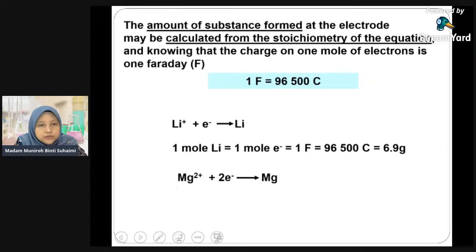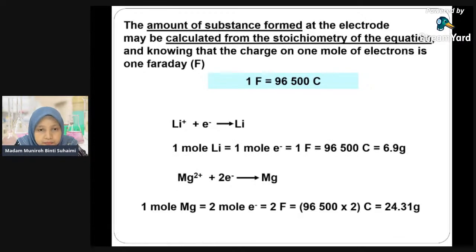Okay, before we go to calculation, amount of substance formed at electrode may be calculated from stoichiometry of equation, and knowing that the charge on 1 mole of electron is 1 Faraday. So 1 Faraday equals to 96500 coulomb. Okay, this is a constant.